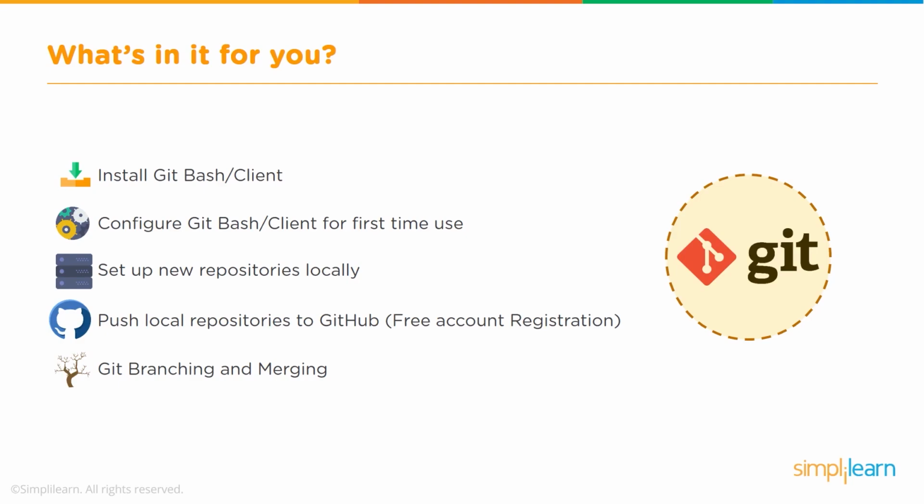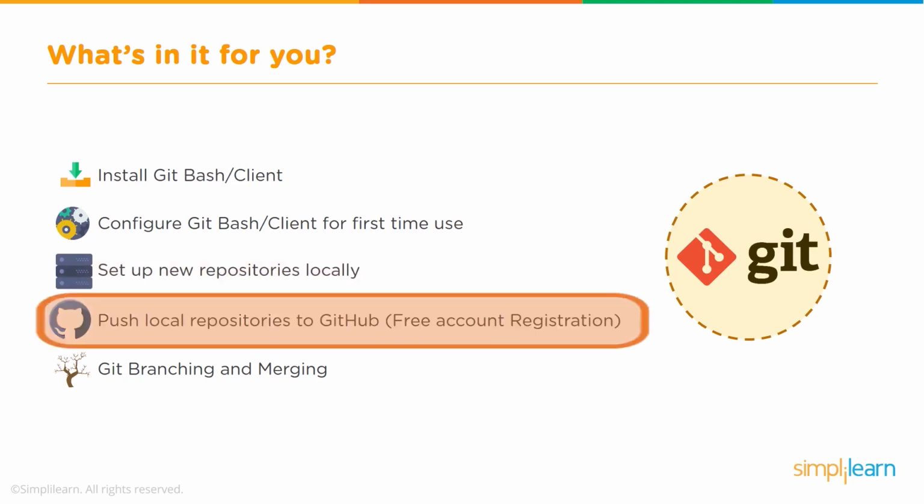I begin by installing a Git bash or the Git client and configuring it for its first time usage. Once I'm done with configuring the Git client, I'm going to spin up few repositories locally and work on these repositories using Git commands. Once I'm happy with my local changes, I'm going to commit few of them and then push these changes to a Git server of my choice.